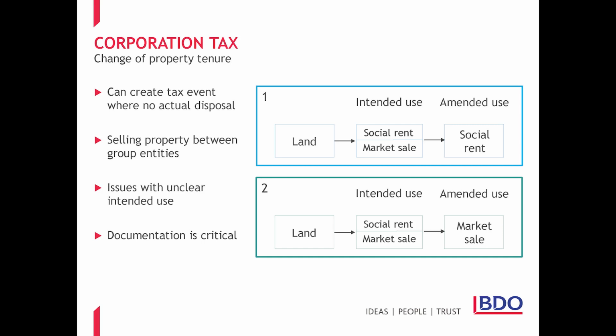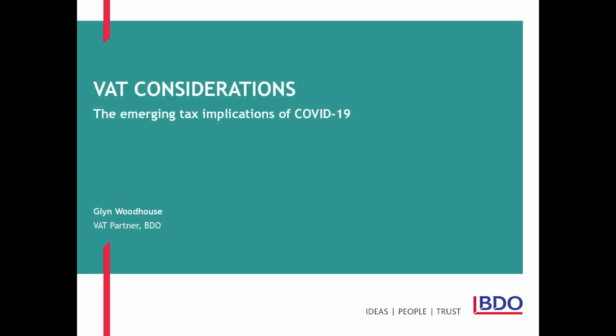So I shall at that point hand over to Glyn. Cool, and I must say it's good to be working with you again. So my name is Glyn Woodhouse. I'm a VAT partner with BDO, and I head up the VAT services within the social housing space.